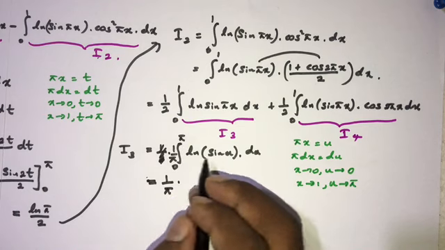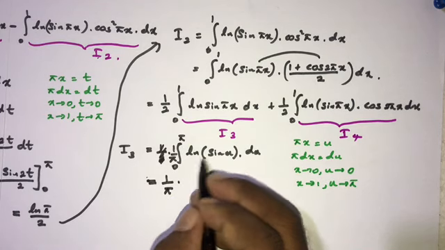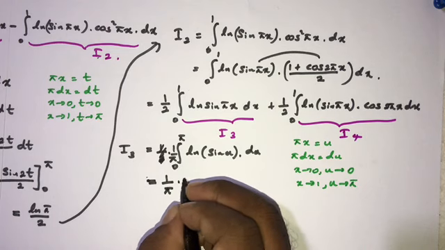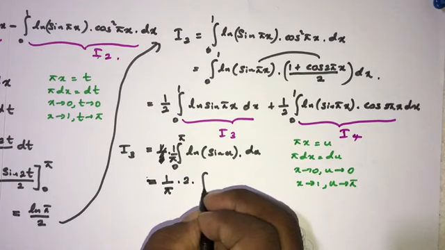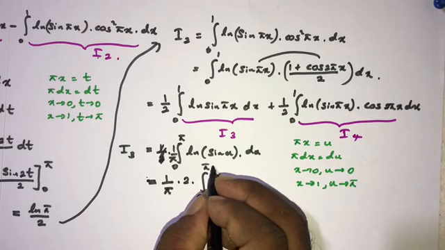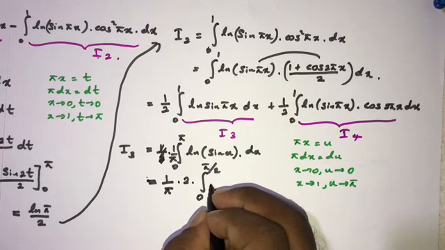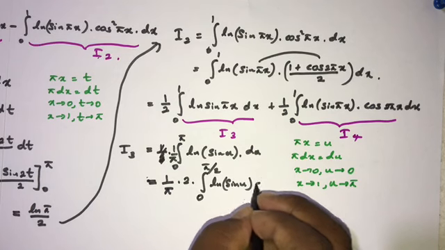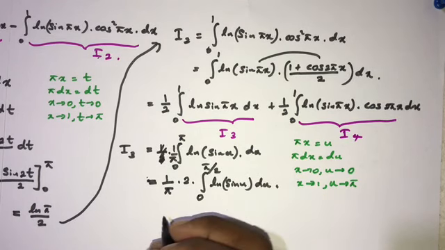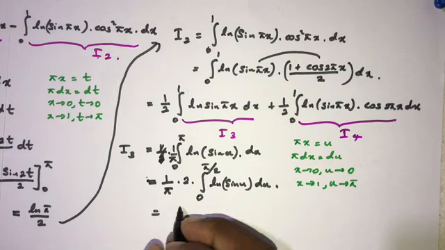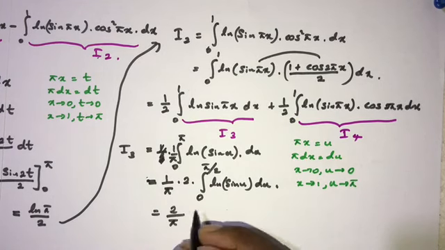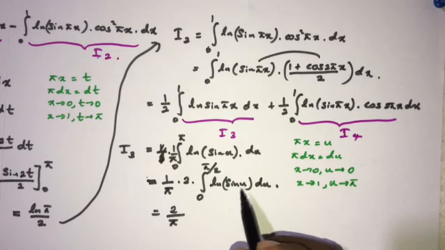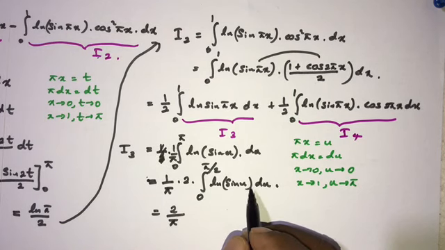Now this is familiar to us. Now this is symmetric, so we can take here 2. Now limits, upper limit changes, 0 to π over 2 natural log of sine of u du. Now here 2 over π. Now this is a famous integral, 0 to π over 2 natural log of sine of x dx.